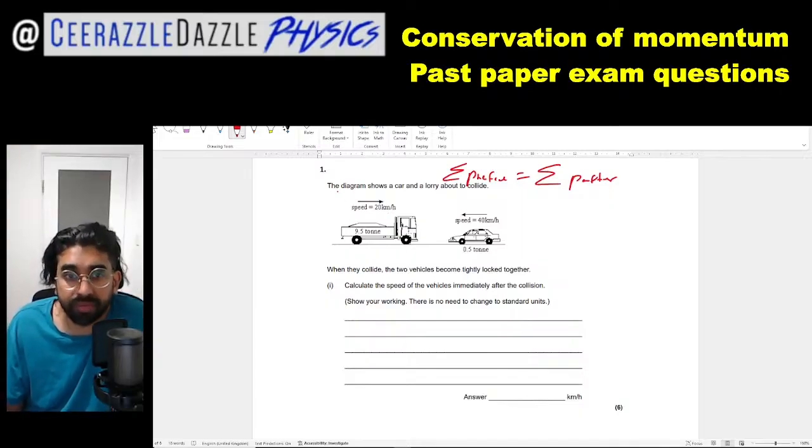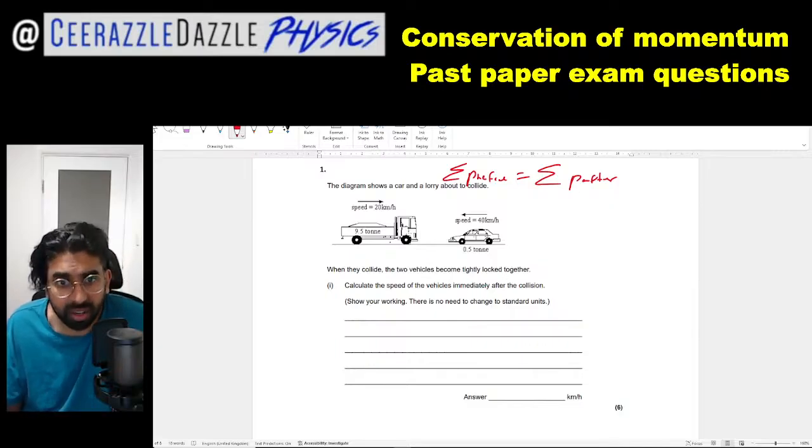Question 1. The diagram shows a car and a lorry about to collide. We've got a lorry over here and a car over there. When they collide, the two vehicles become tightly locked together. Calculate the speed of the vehicles immediately after the collision. First of all, they collide and lock together, so the first thing I would do is draw a before and after stage.